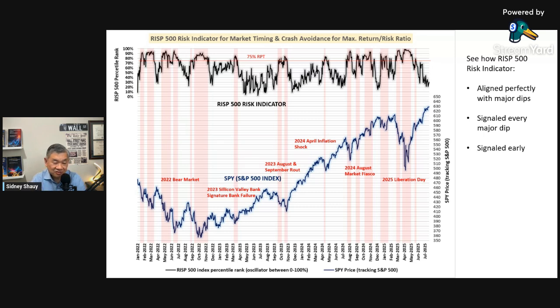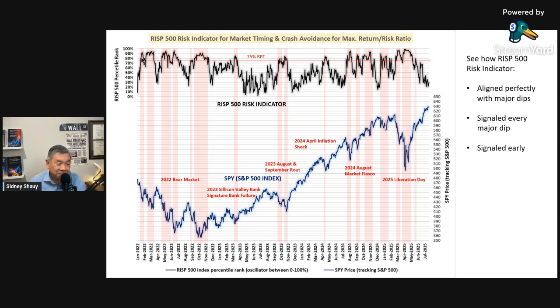Okay, so on this chart here we have two graphs, right? On the top, we have the RISP 500, the indicator. I'm using the 75th percentile as the cutoff level, right? Every time the RISP 500 indicator went above the red line, the 75th percentile red line, it's a signal for the investor to be out of the market, right? So he has a risk position. He's invested in the S&P 500.